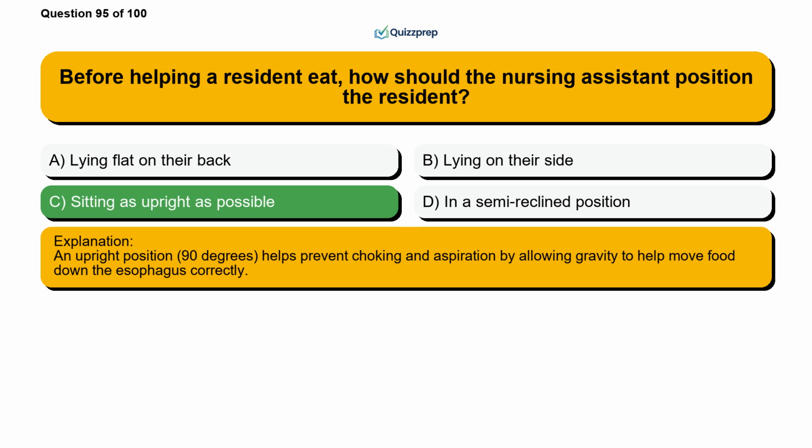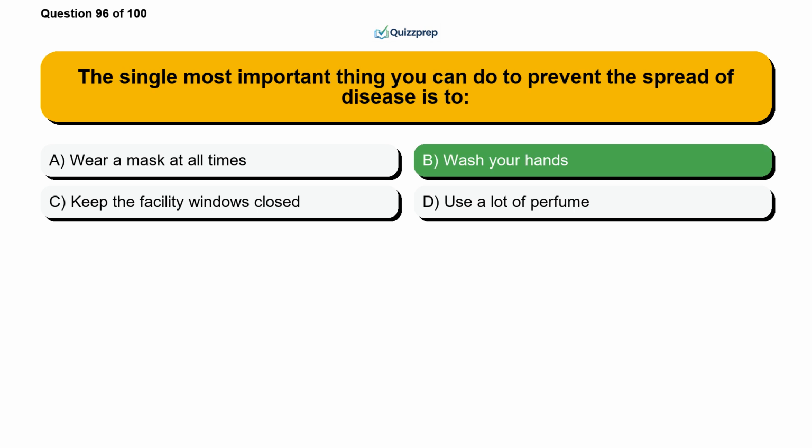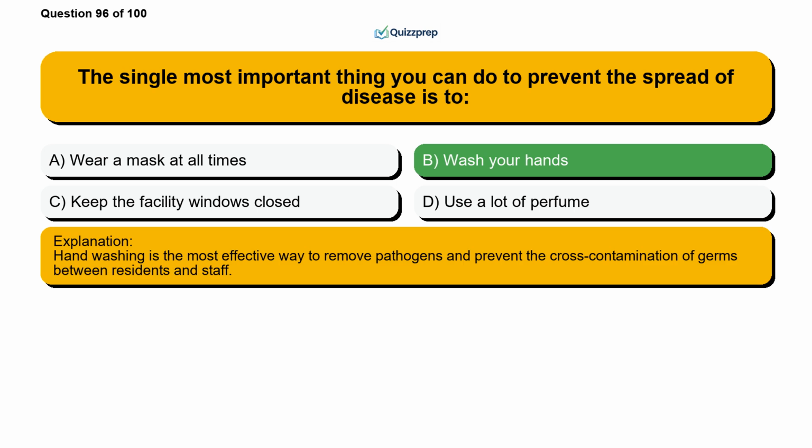Question 96. The single most important thing you can do to prevent the spread of disease is to: Option A, wear a mask at all times. Option B, wash your hands. Option C, keep the facility windows closed. Option D, use a lot of perfume. The correct answer is option B, wash your hands. Hand washing is the most effective way to remove pathogens and prevent the cross-contamination of germs between residents and staff.